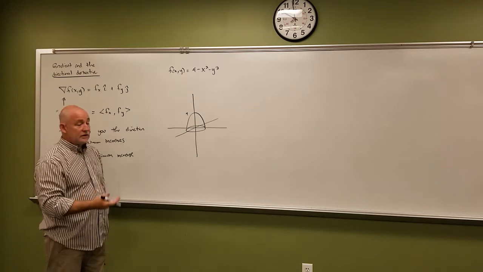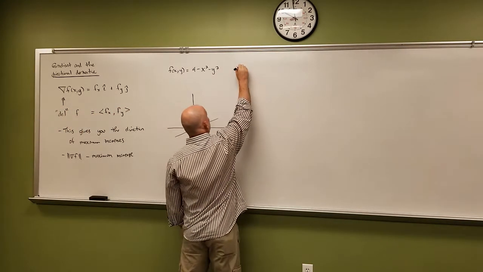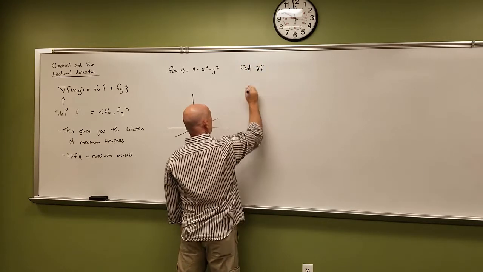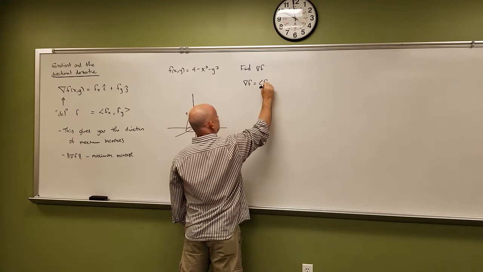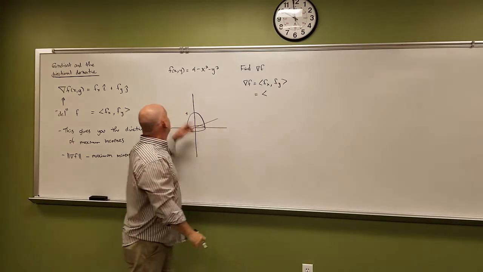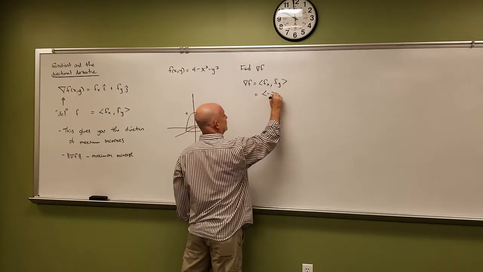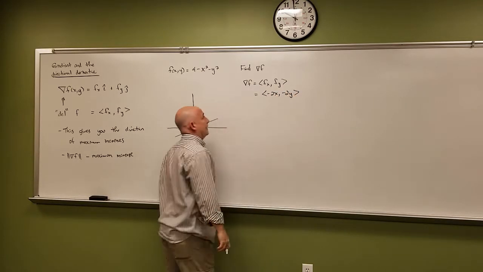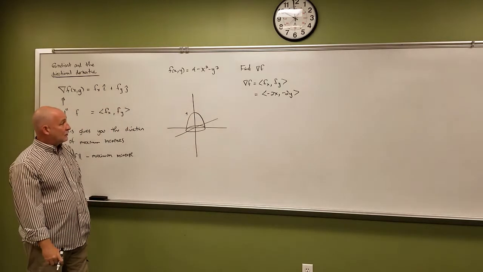So let's actually see if we can use the operator first. Let's say I said find del f. Well, del f will be the partial with respect to x, comma, the partial with respect to y. So if this is f, the partial with respect to x will be negative 2x. Partial with respect to y will be negative 2y. All right, so that is the gradient of our function.